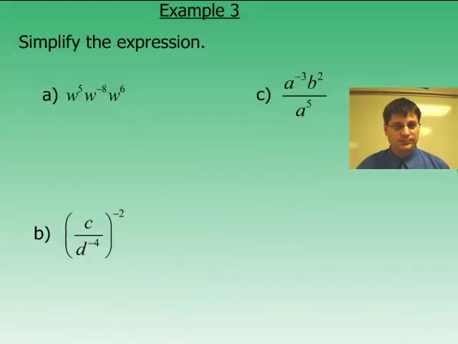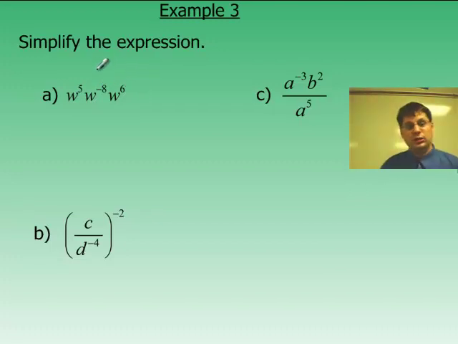Our next question, okay, so we'll be simplifying using our rules. So we'll try a few of these. I have w to the 5th times w to the negative 8th times w to the 6th. Again, there's more than one way we can do this. Remember, when we're multiplying these together, we can add the exponents together.